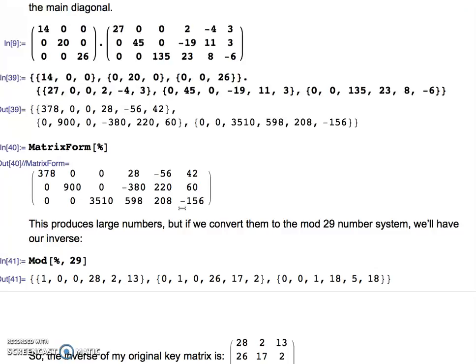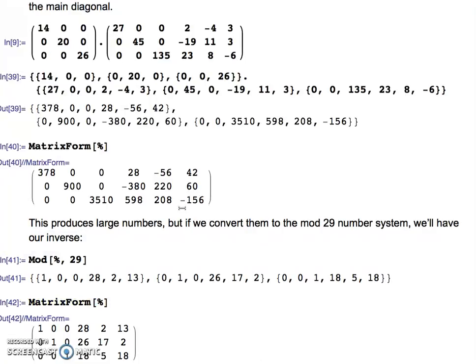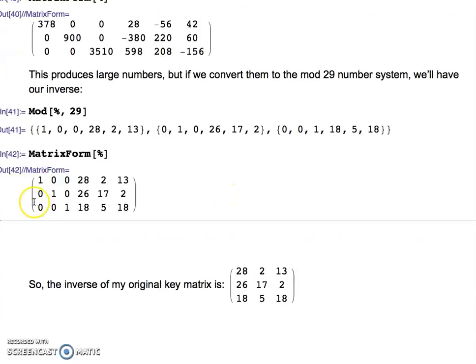And if I want to look at that as a matrix, I can do that again too. And I get this. And there indeed is my identity on the left-hand side, and on the right-hand side is my inverse, which I have here. And so there we go. I found the inverse of my original key matrix, and I can use that inverse now to decrypt my message. So good luck. If you need any help, let me know. Thanks.